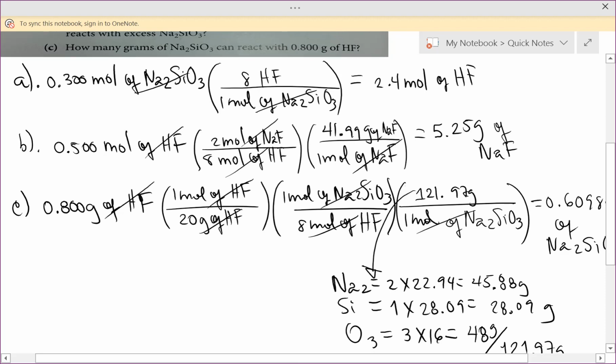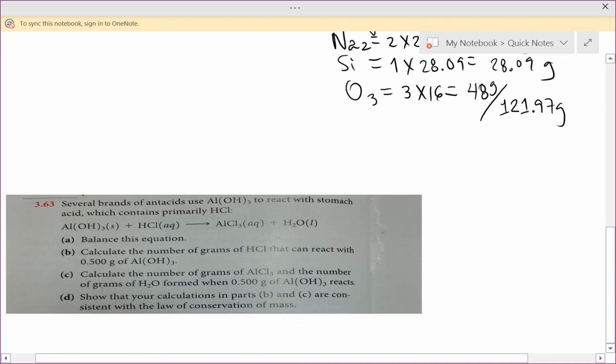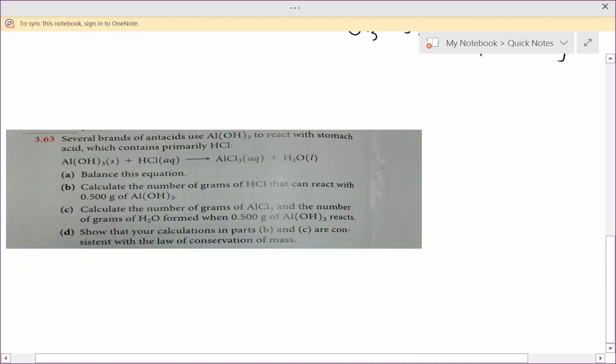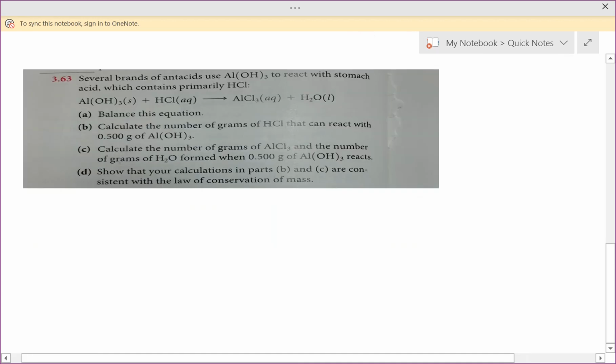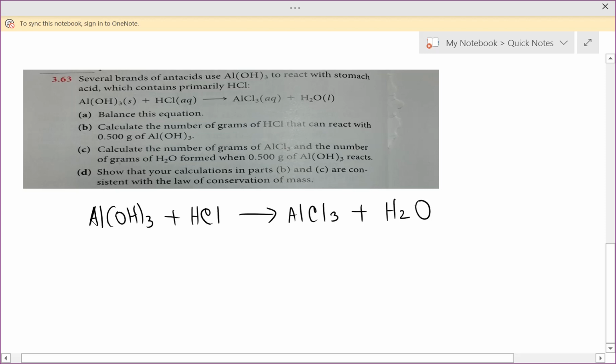Okay, so let's solve one more problem. This is problem 3.63 in your book. The first thing that we have to do in this problem, part A, is balance this equation. So let's write it down here. Plus HLCl3 plus H2O. Remember that whatever we have on the reactants has to be the same as what we have on the products, right?